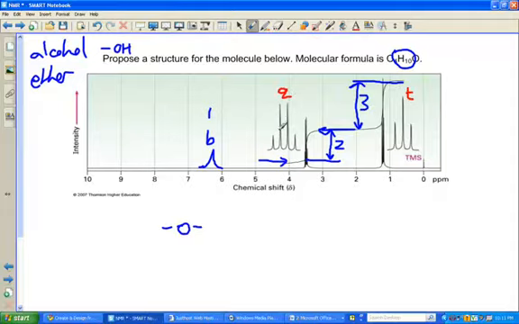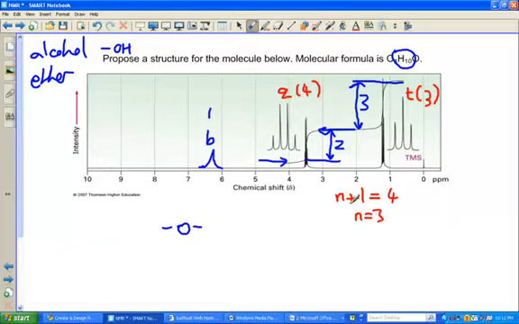Now, what exactly does this mean? Well, this is a quartet because it's split into 4 peaks. This is a triplet because it's split into 3. We're going to apply something called the n+1 rule to figure out what is going on here. n+1 for this signal here is 4 because that's a quartet. Therefore, in this case, n is equal to 3.